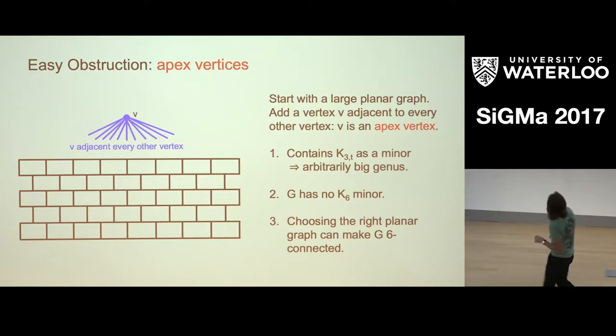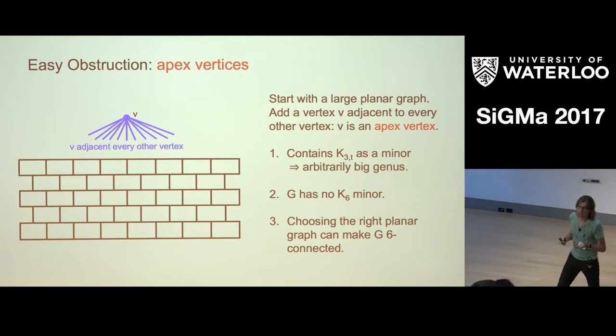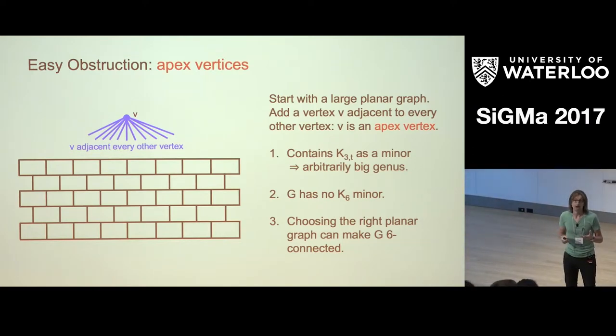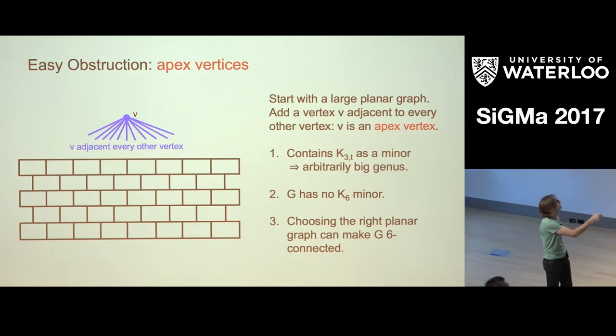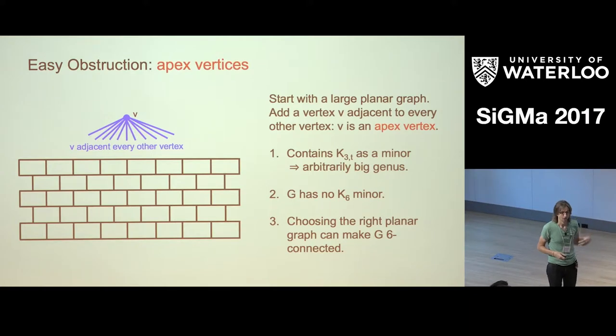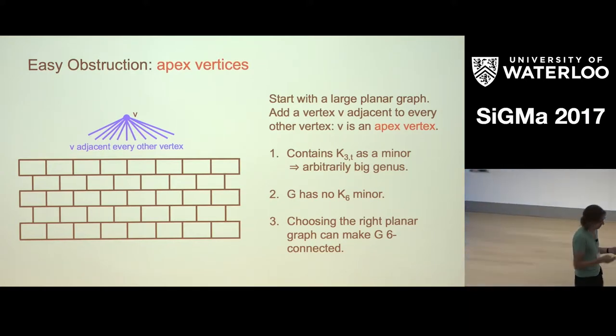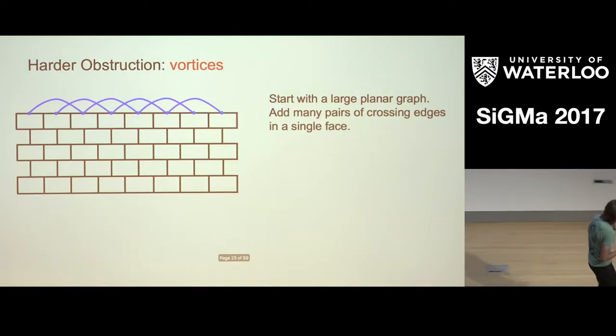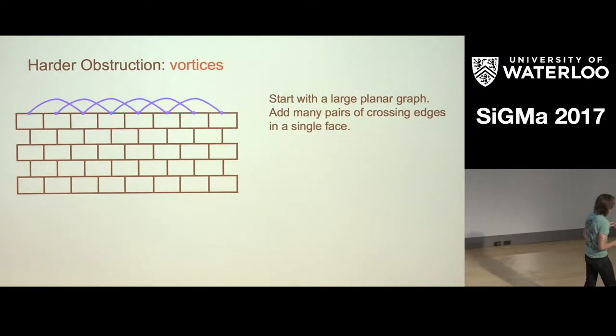Okay, so this is an obstruction. It's not a particularly hard obstruction to deal with, right? I could add to my conjecture that, well, I'm going to have to delete some bounded set of apex vertices, some bounded set of vertices, and after that, I'll embed in the plane. So in a certain sense, this is the easy obstruction to deal with. But there's another much more complicated example which comes up.